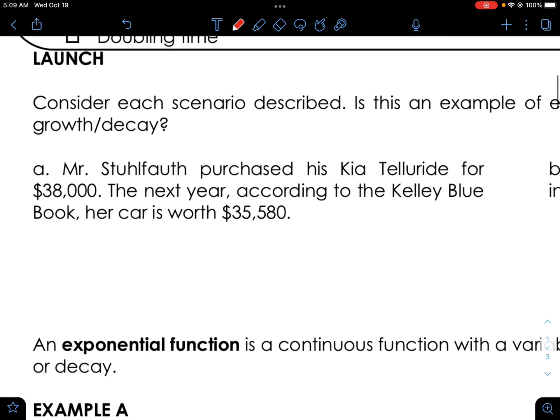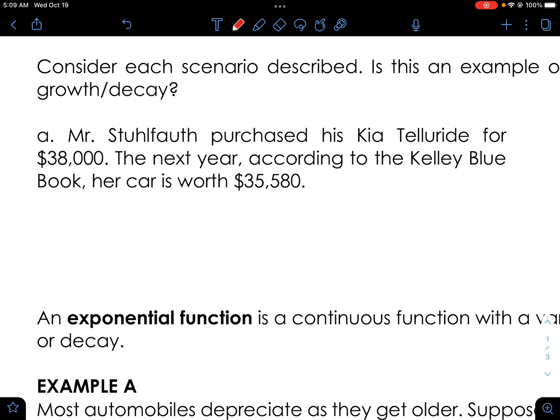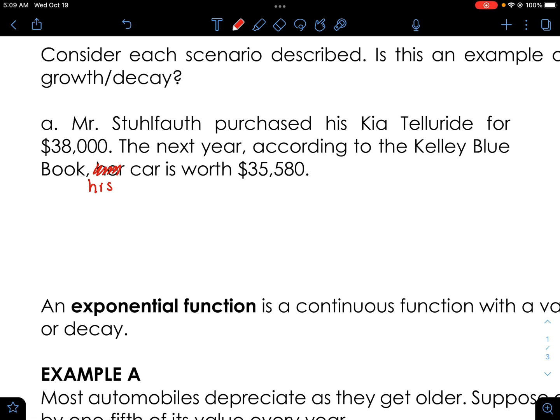The first one, Mr. Stuhlfoth purchased his Kia Telluride for $38,000. The next year, according to the Kelley Blue Book, his car is worth $35,580. So this is an example of exponential decay. We know it's decay because the value is decreasing.